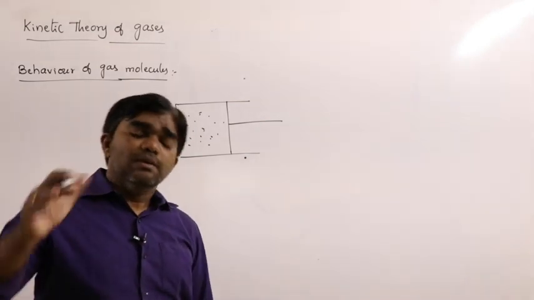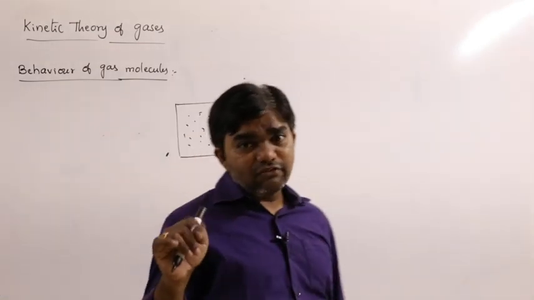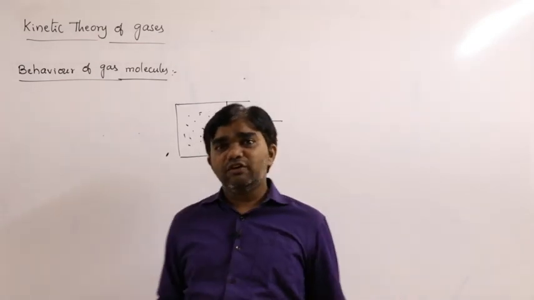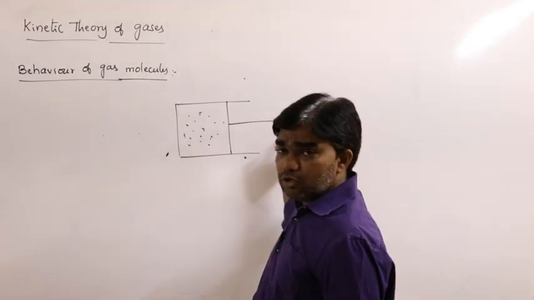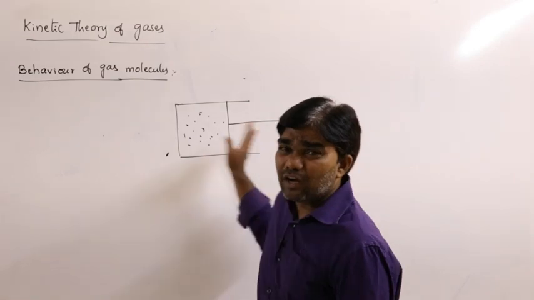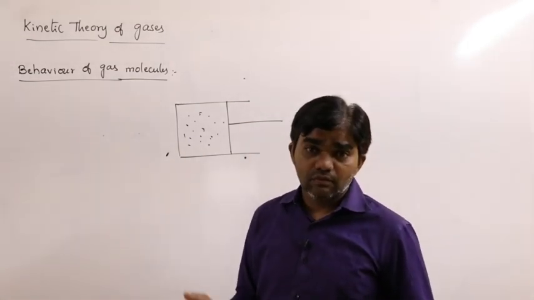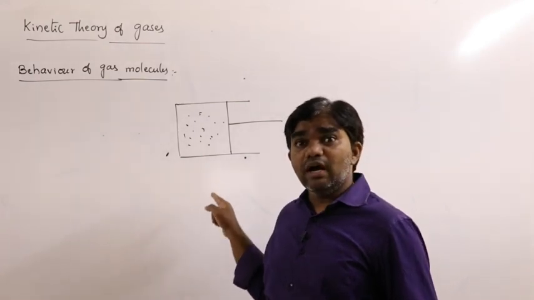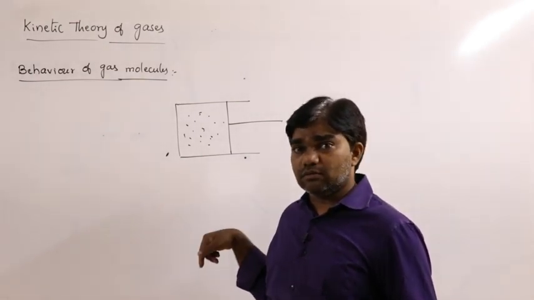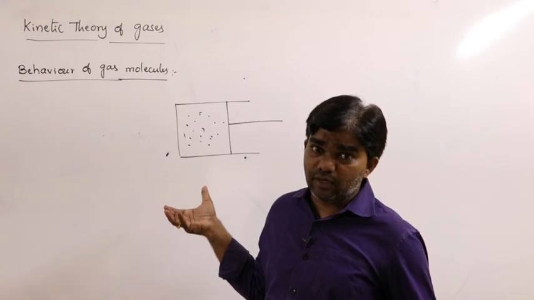System expands means there is a variation of temperature. Due to the variation of temperature, the volume of the system increases or decreases, whatever it may be. That we can observe. Volume of the system increases and volume of the system decreases, we can observe. So, that is the macroscopic quantities.